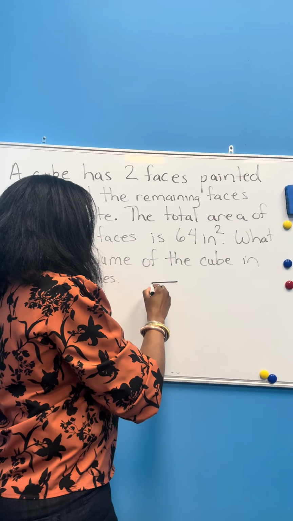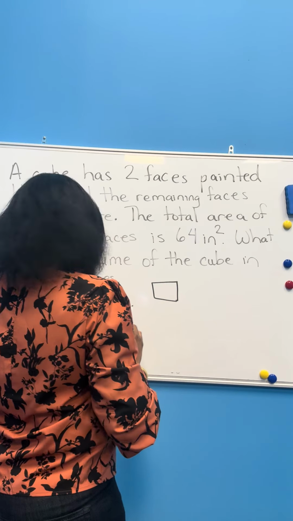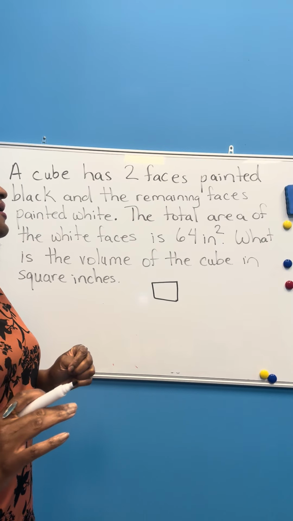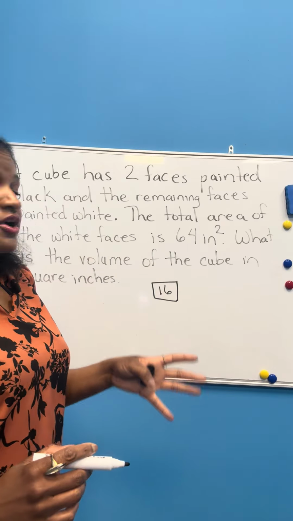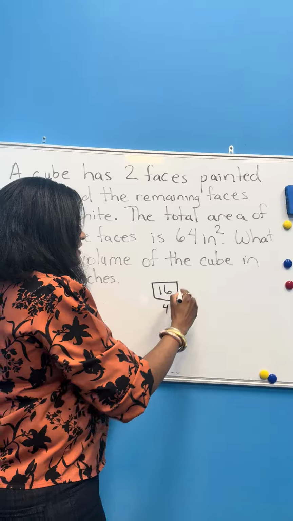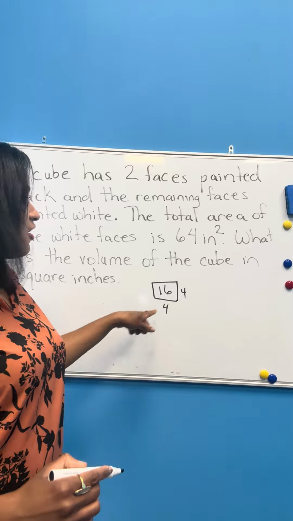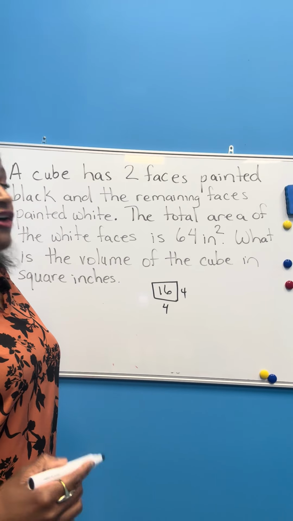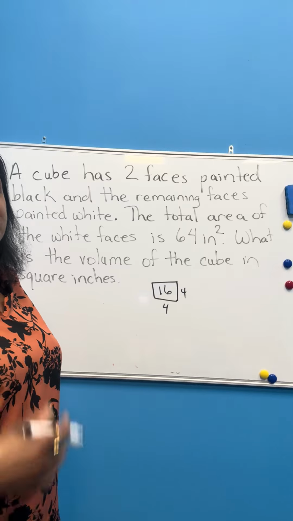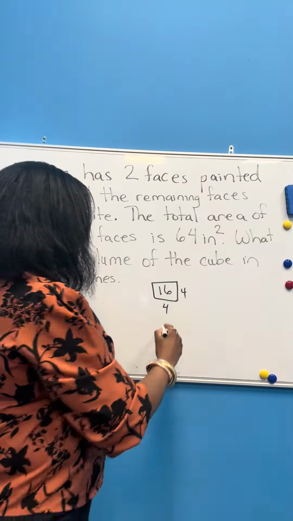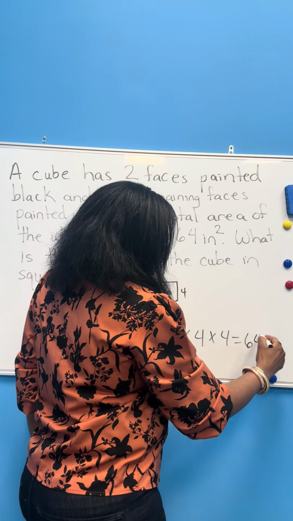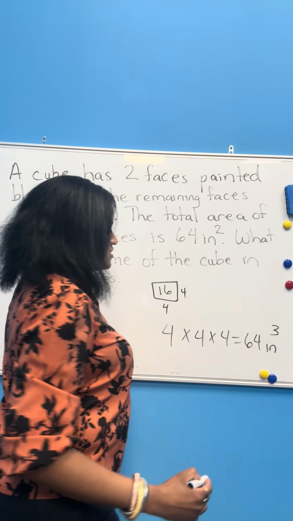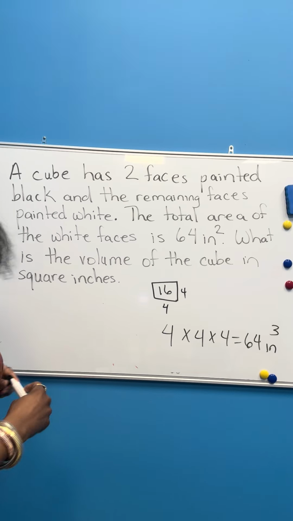Now, the faces of a cube are squares. I know this doesn't look like a square, but they're squares. So if the area of each of those 4 squares is 16 square inches, that means the side length of the square is 4 inches. And now for volume, the volume of a cube is length times width times height. So that's just 4 times 4 times 4, which is 64 cubic inches. So that's something you can do pretty quickly, with very little calculation.